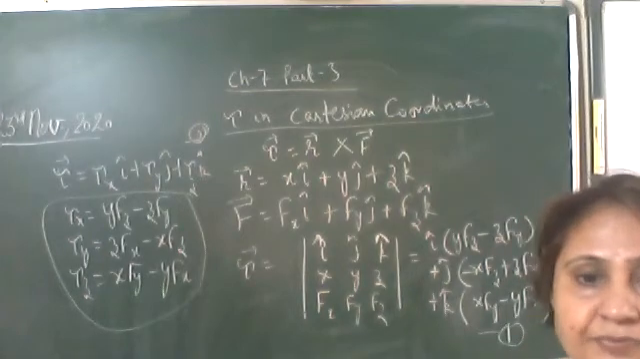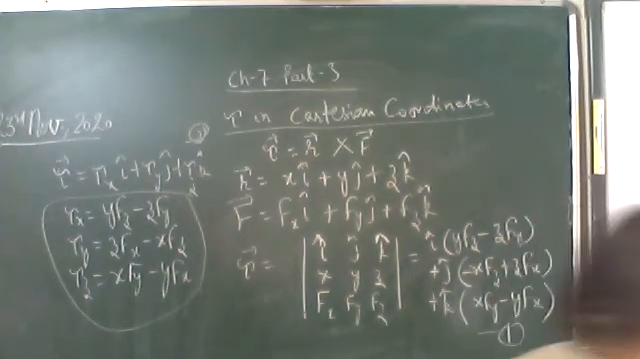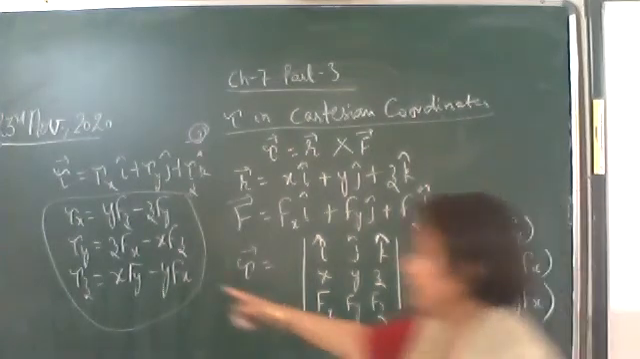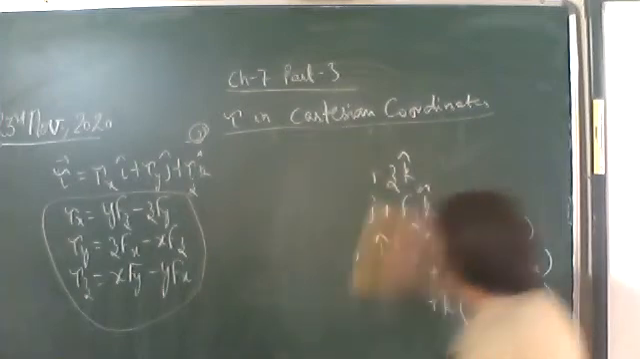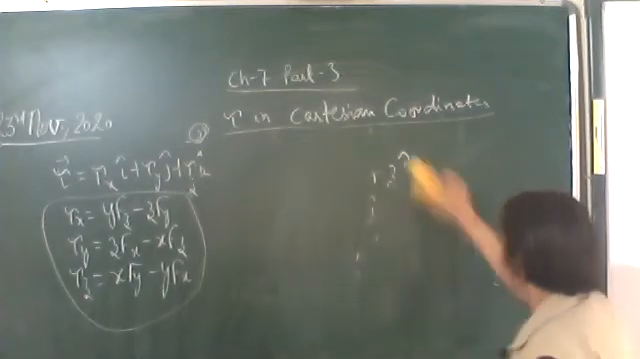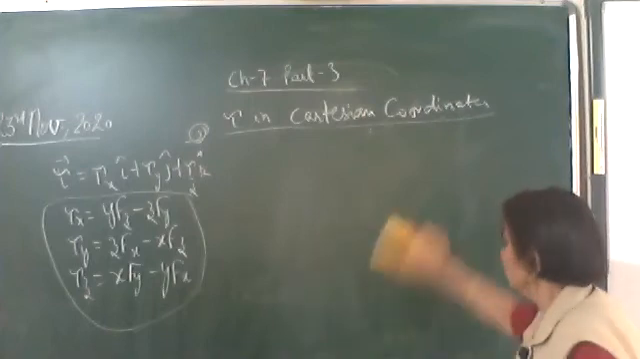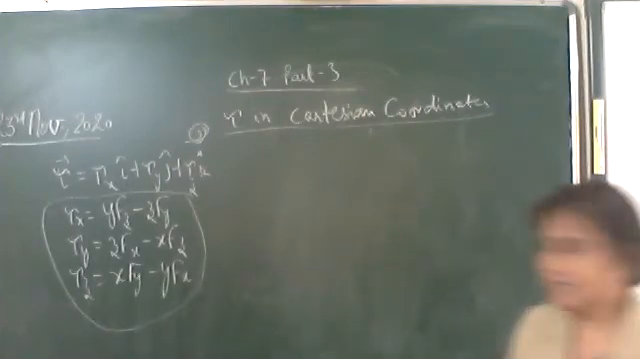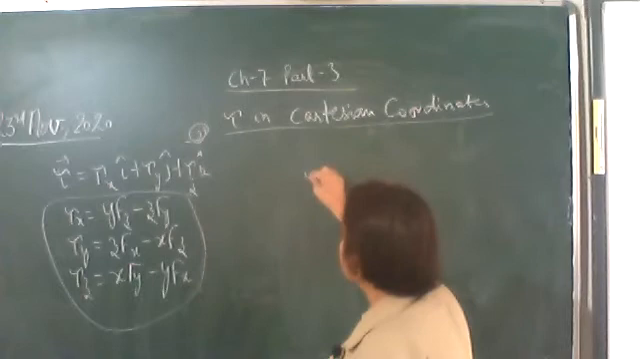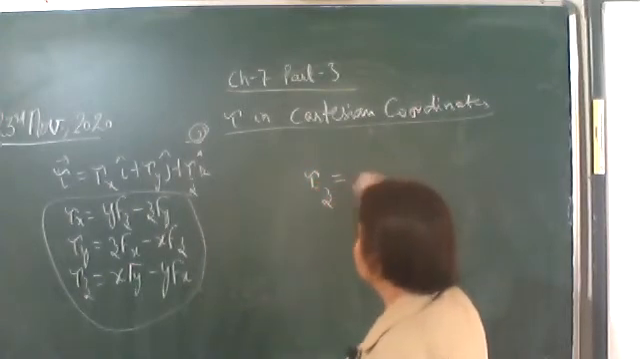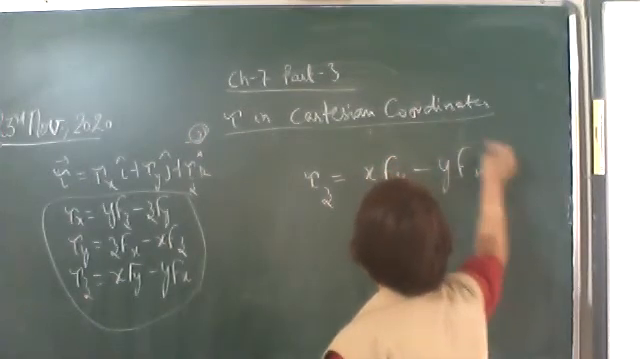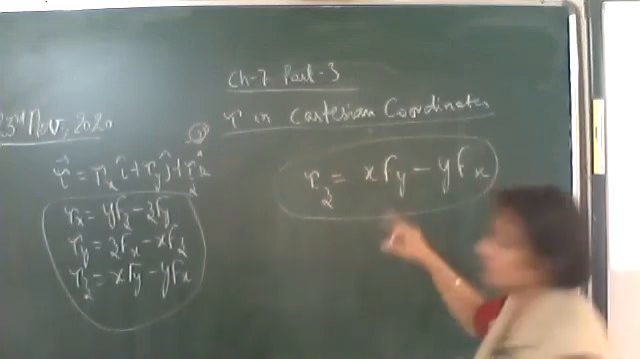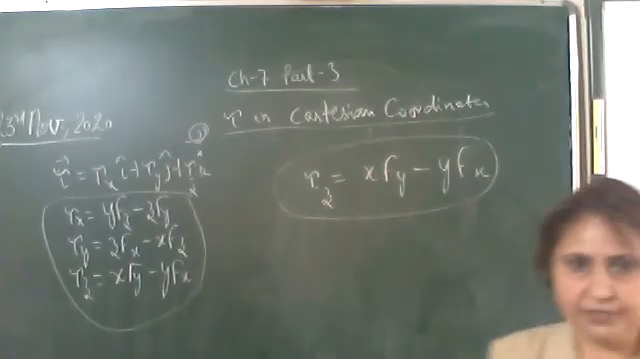Okay, so write down: if R and F vectors are in the XY plane, then torque acts along the Z axis and is given by x F_y minus y F_x. Okay, one component we'll take.